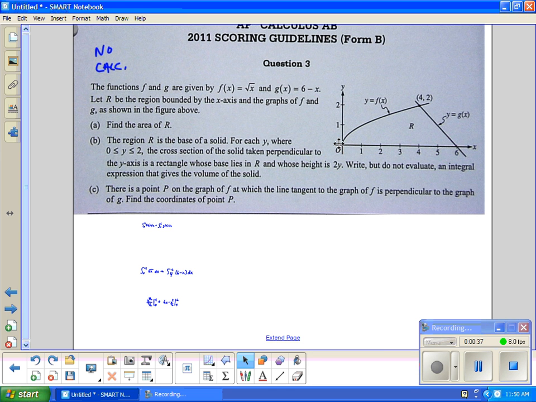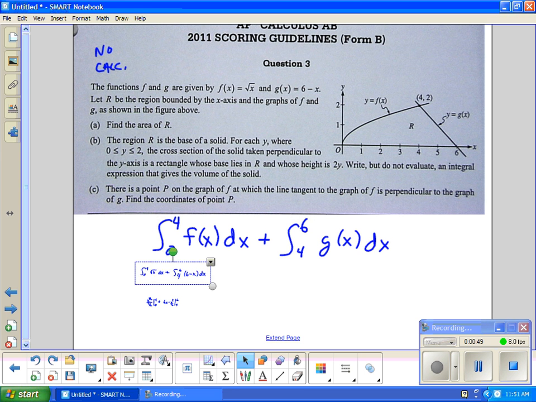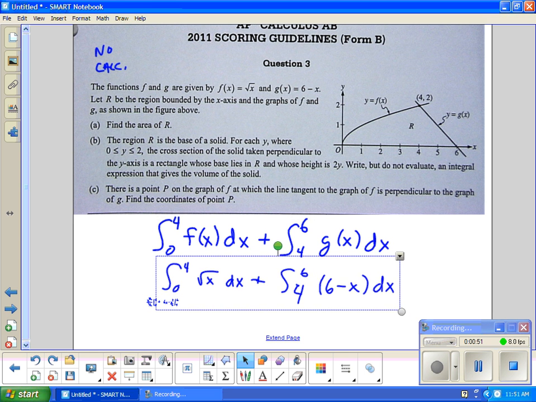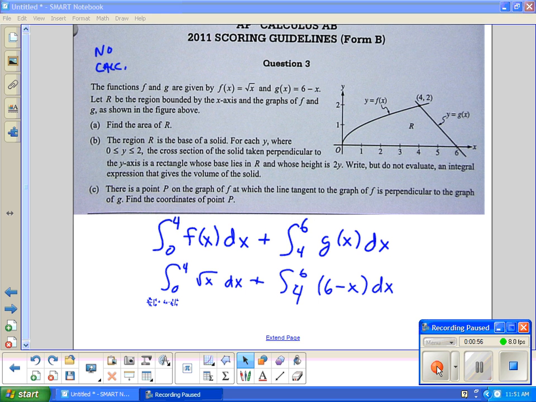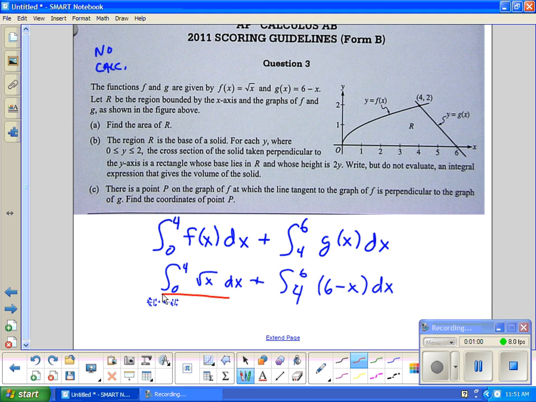Okay? The area of R is simply the integral of f of x from 0 to 4 and g of x from 4 to 6. That integrand is worth a point, which is just replacing the symbols with this stuff. So again, right here is f of x, the integral, the area under this curve from here to here. So that's that section. This is the area under that curve, all right?